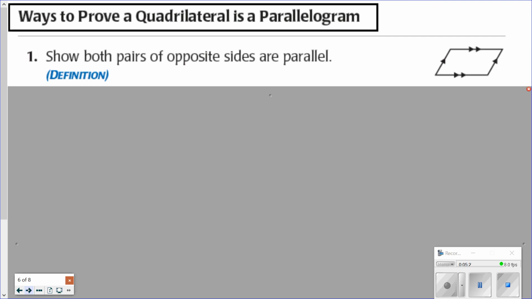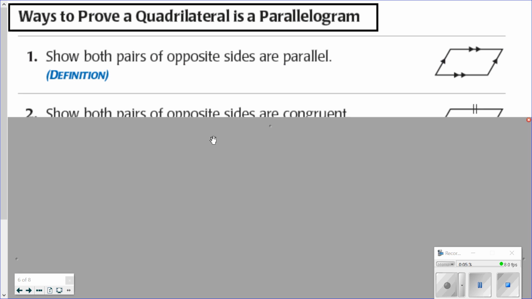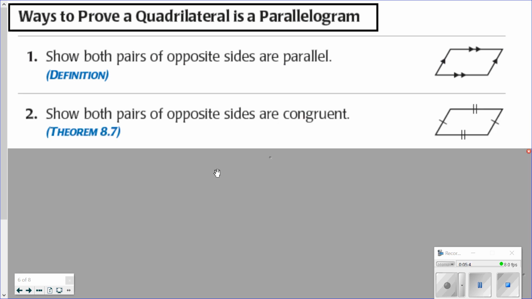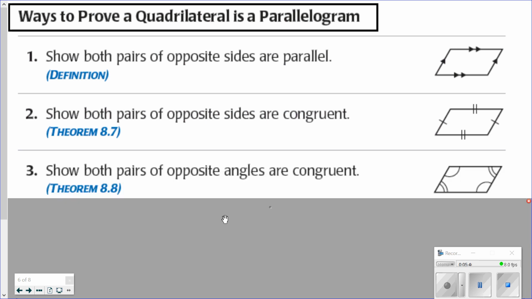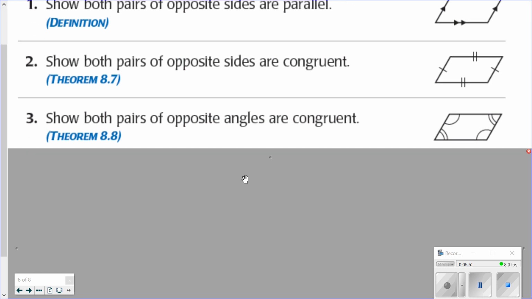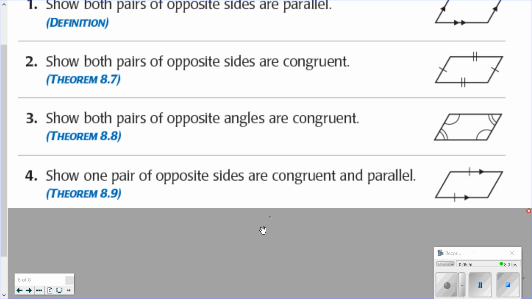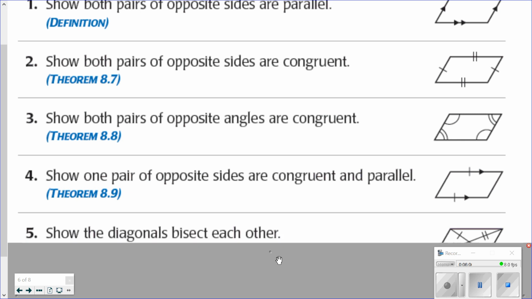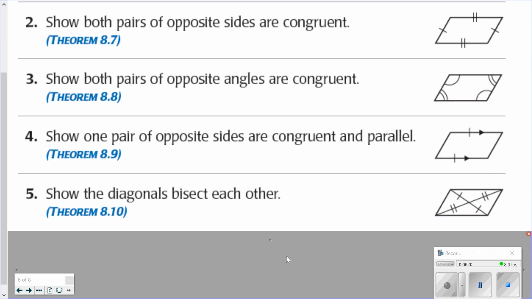So ways to prove that a quadrilateral is a parallelogram. This is something else you should write in your notes. Number one, you want to show both pairs of opposite sides are parallel. 2, you want to be able to show that both pairs of opposite sides are congruent. 3, we want to show that both pairs of opposite angles are congruent. 4, we want to show one pair of opposite sides are congruent and parallel. And finally, number 5, we want to show that the diagonals bisect each other.